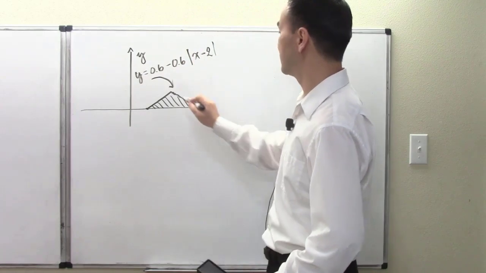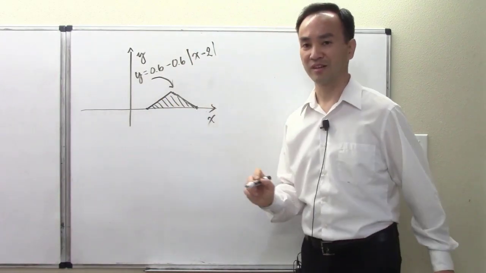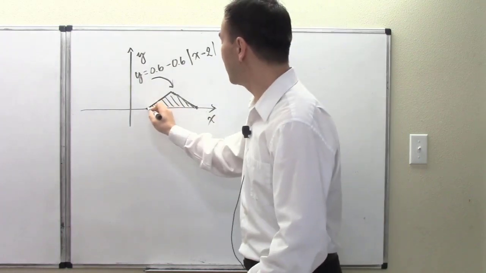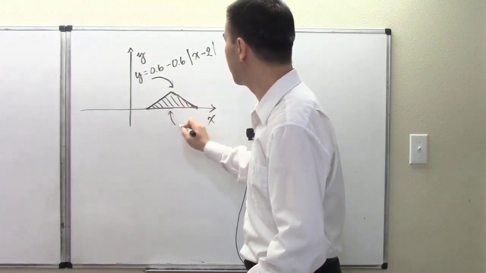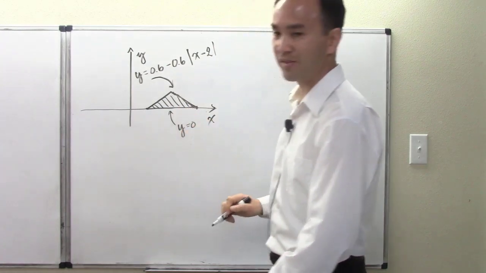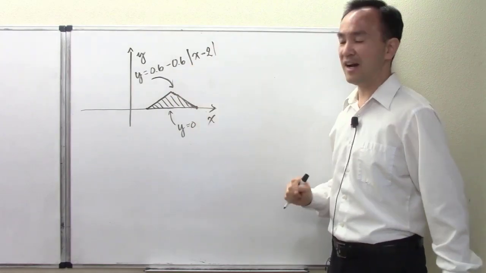So that's this broken line, two pieces of a line. And the bottom boundary is found by the line y equals 0. So we have only really two graphs that enclose our region right here.